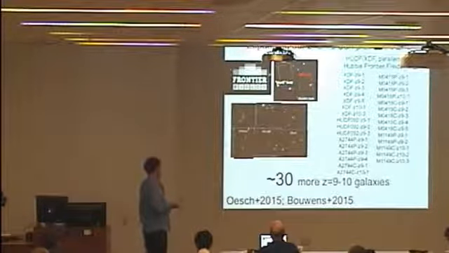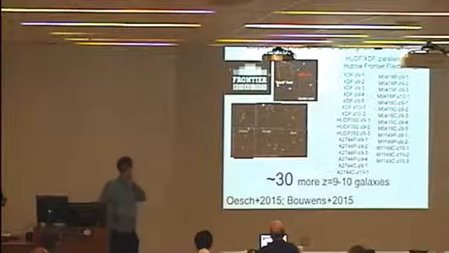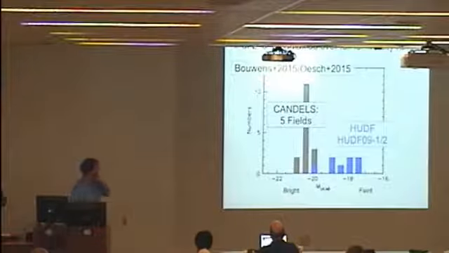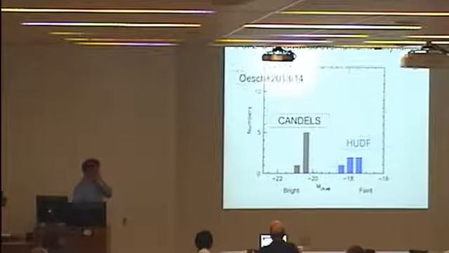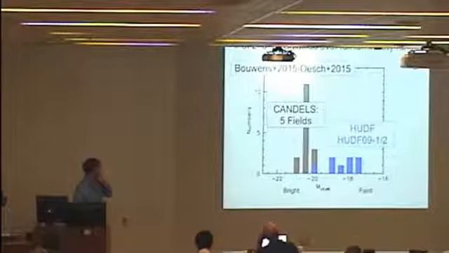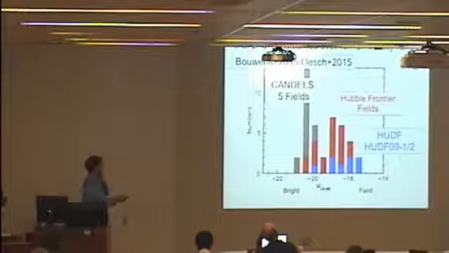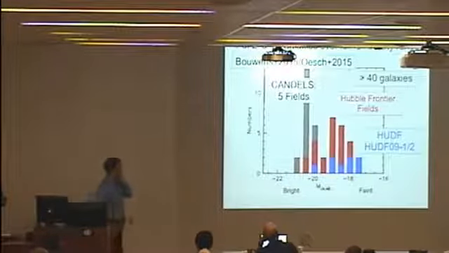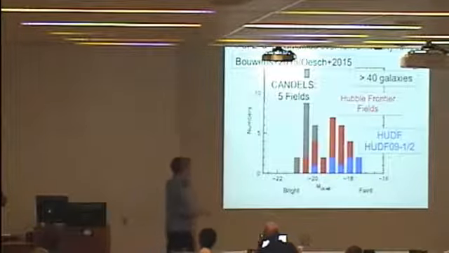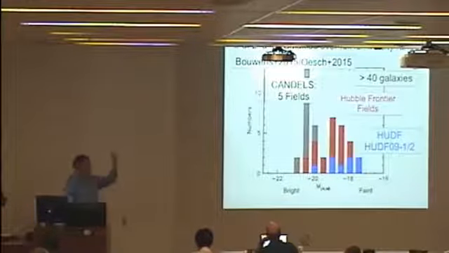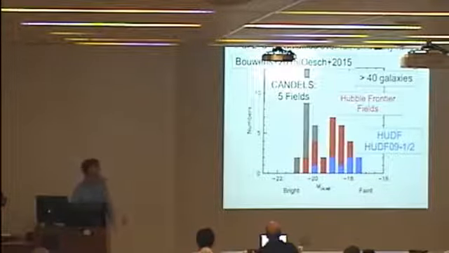Here's our, this is all in prep, but this is pretty close to our final compilation. And if you add all these things together, this was what previously was available. Here's including the bright and the more faint objects. And here's folding in the frontier field program. So basically, we're looking at over 40 redshift 9 to 10 candidates already. So we're starting to get to statistical redshift 9 to 10 samples.